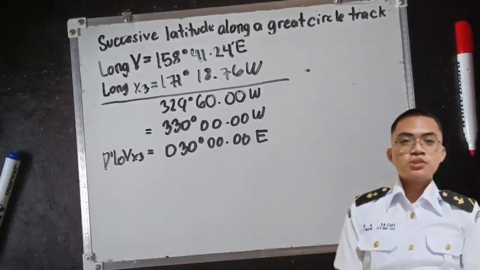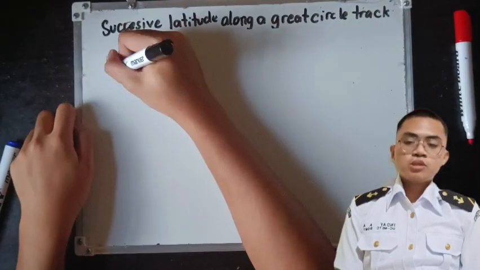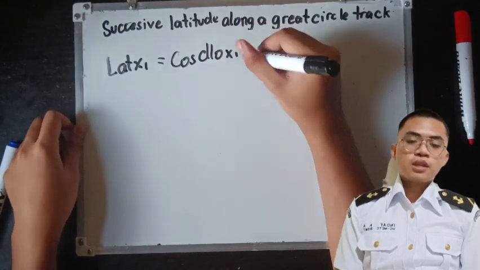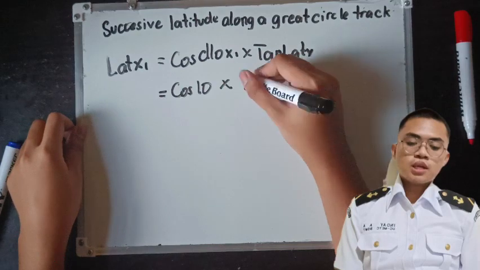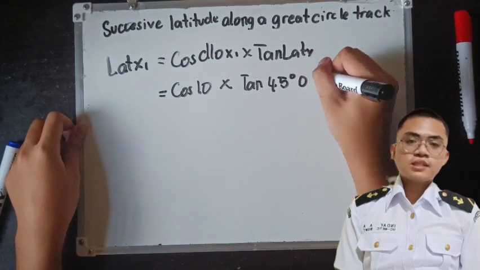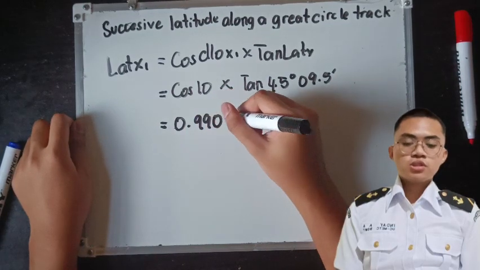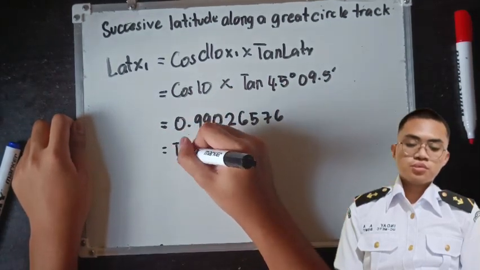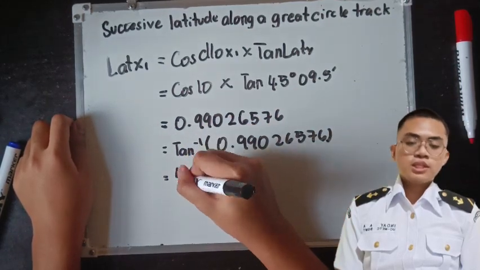The first latitude can be obtained by cosine 10, which is from the first dlo, times tangent 45 degrees 09.5 minutes, which is equal to 0.9902657. And using the shift tan function, we get 44.72, or 44 degrees 43.19 minutes north.